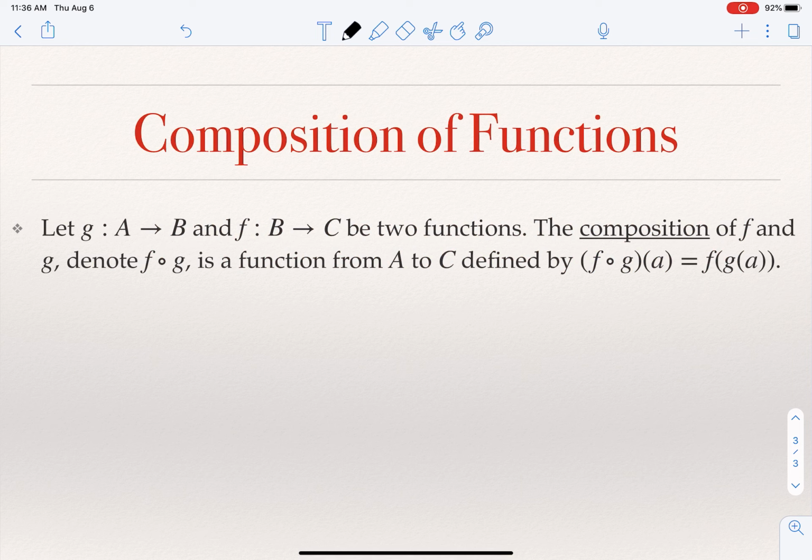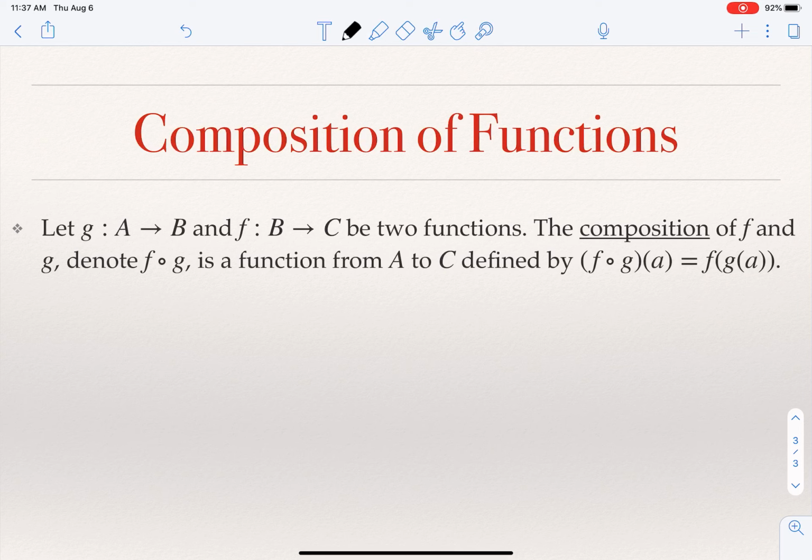The second operation I want to talk about is the composition of functions, which is different from the product or multiplication of functions. And notice the symbol here is different. This is not f times g, it's f, this small circle, g. The composition of functions has to satisfy the following property. If f is from B to C, and g is from A to B, then we can compose f on top of g. So we apply g first.